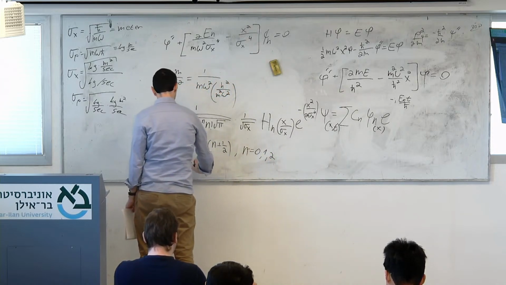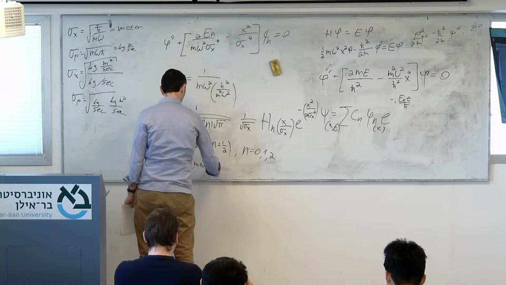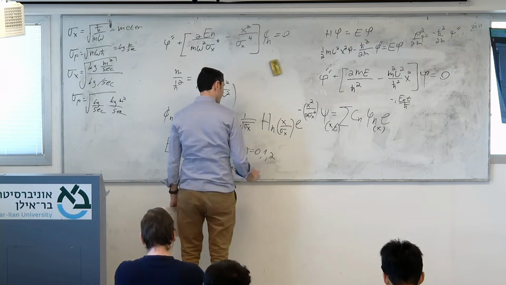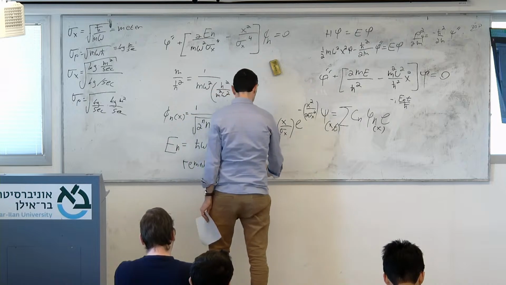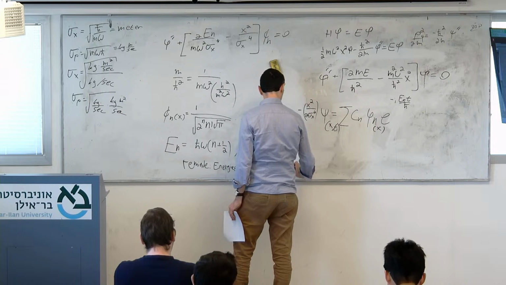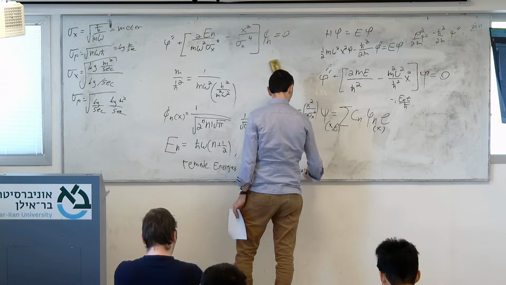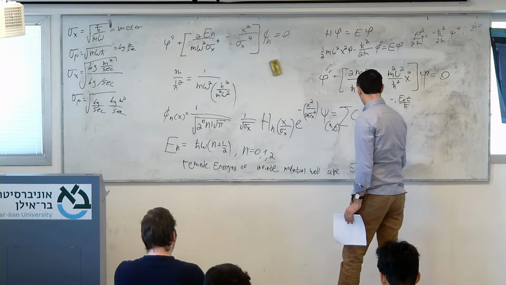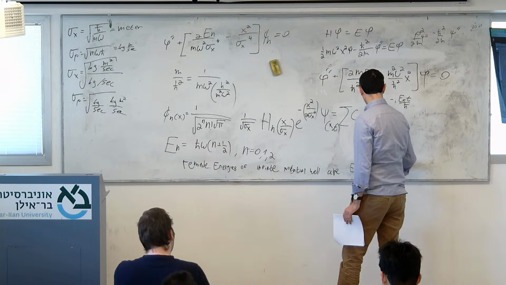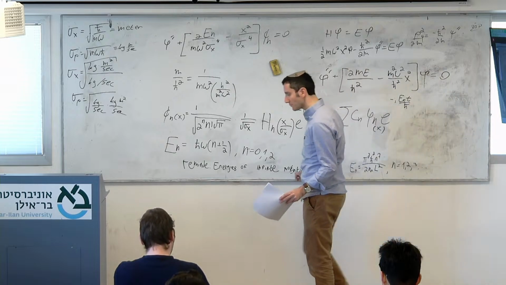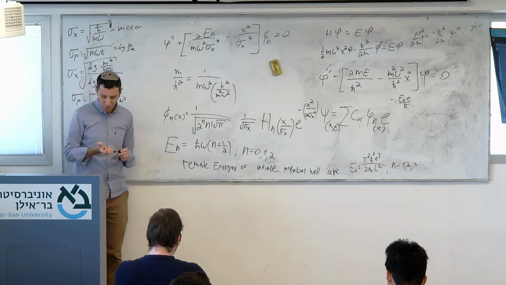Reminder, energies of infinite potential well are En equals pi squared h bar squared n squared over 2m L squared, where n starts from 1, 2, 3. Okay.